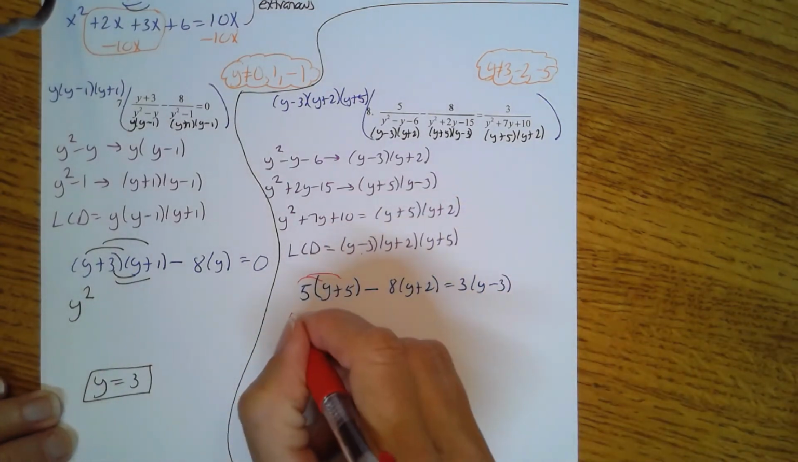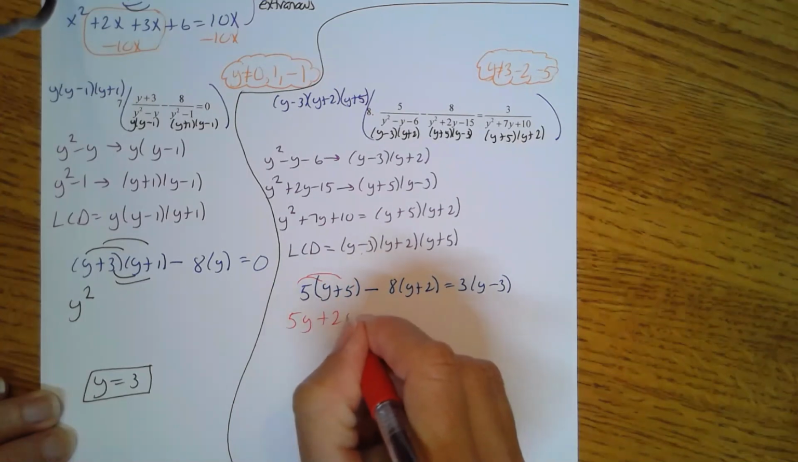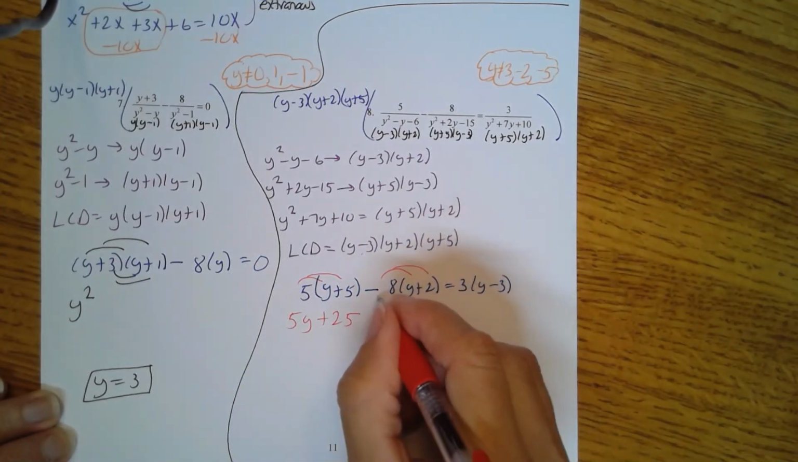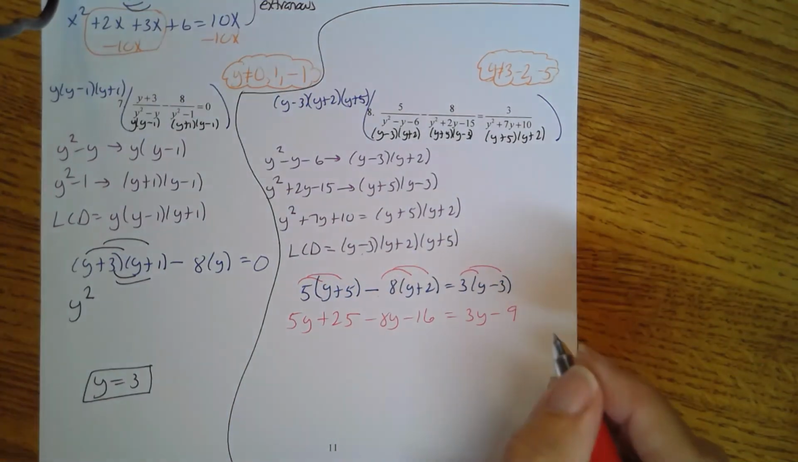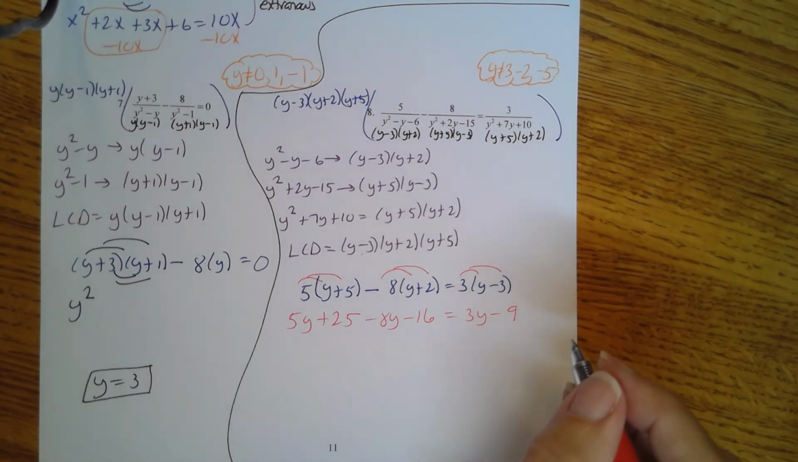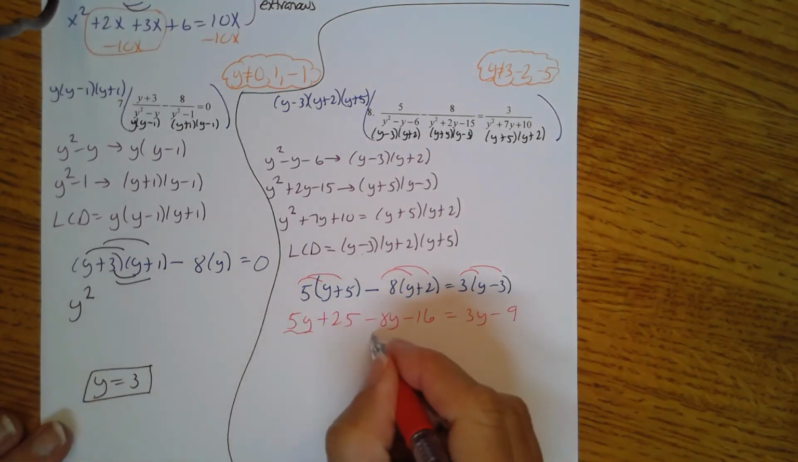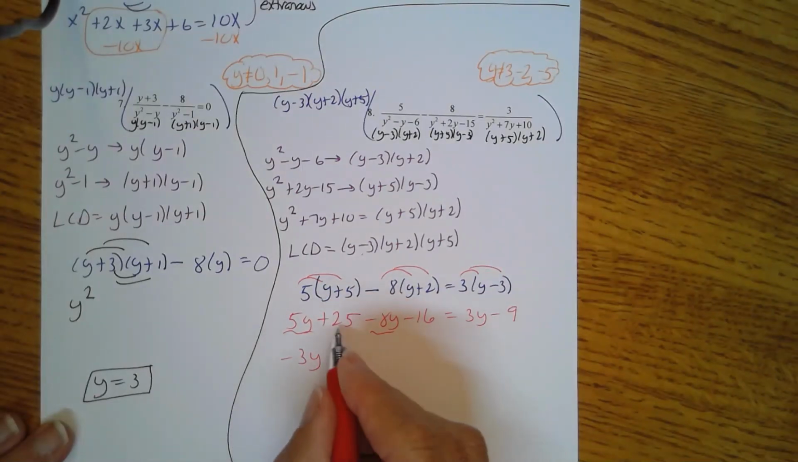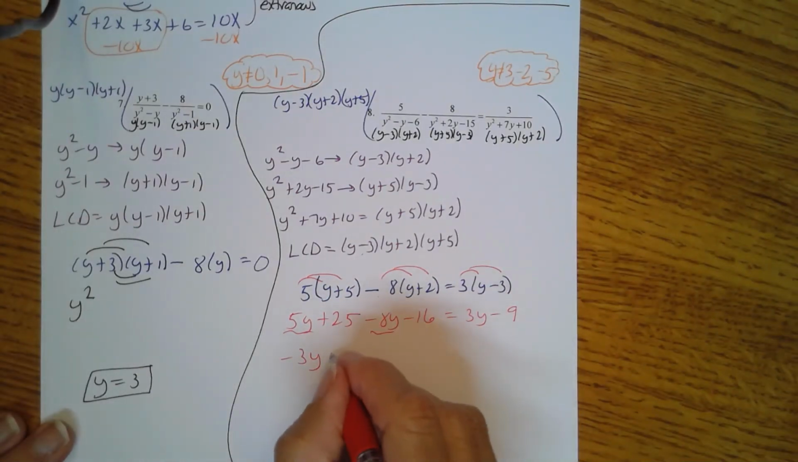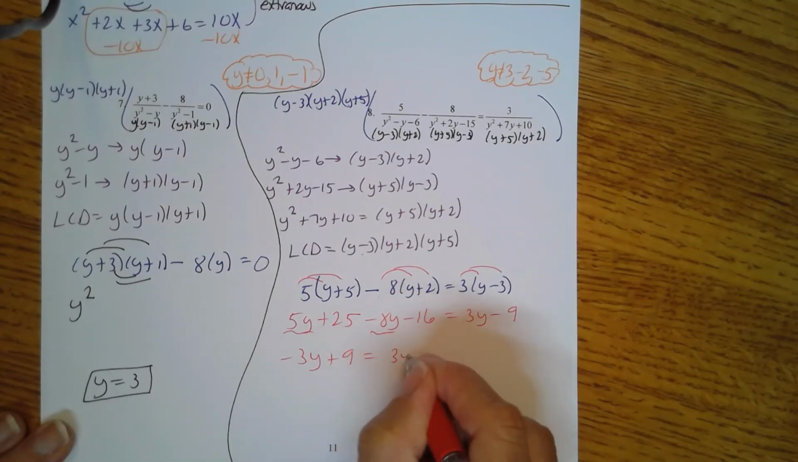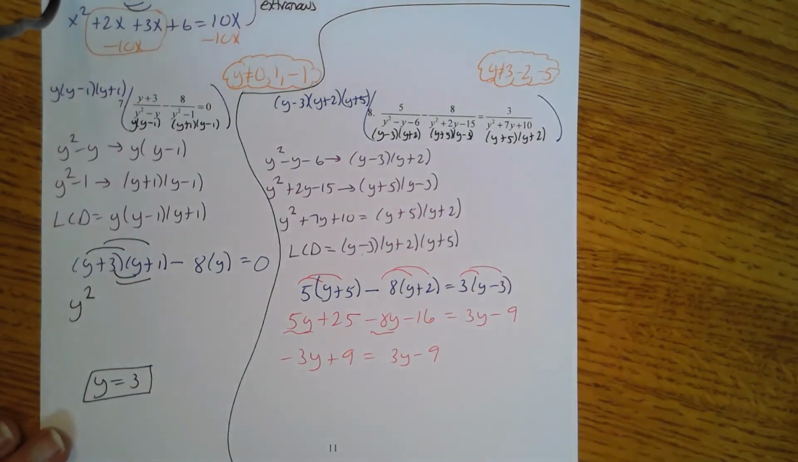5 times y is 5y, 5 times 5 is 25. Be careful, you are distributing a negative, so negative 8y minus 16 is 9. Then what do we need to do? We need to combine like terms. So we're going to have some like terms to combine on both sides. So the 5y minus 8y gives me negative 3y. 25 minus 16 is a positive 9, and we still have 3y minus 9 on the other side.